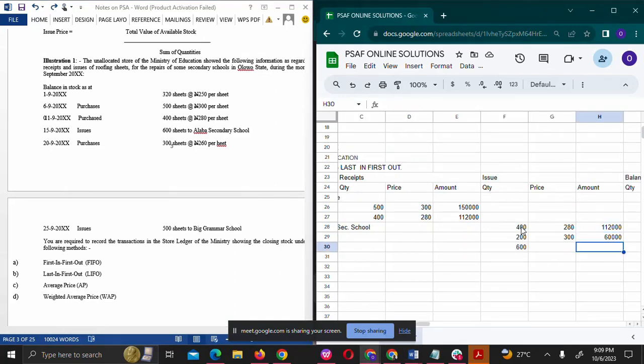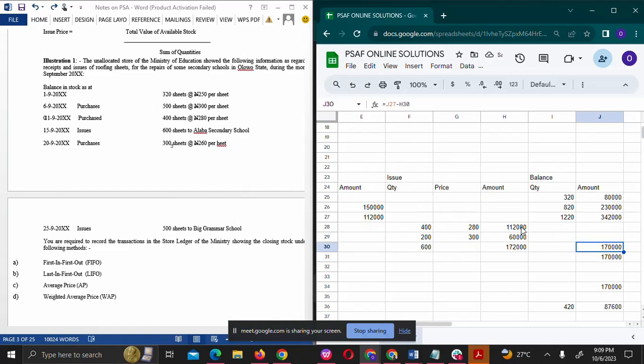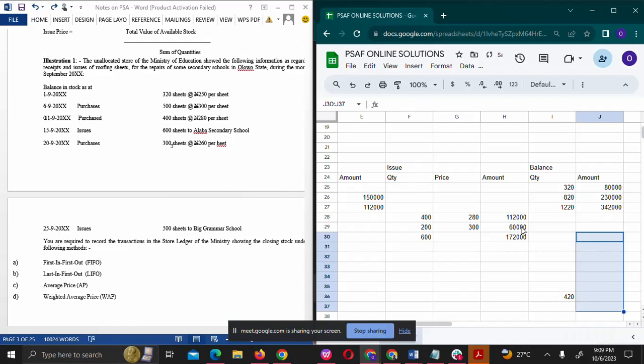Is it the last purchase price before the issue or after? Yes, the last purchase price before the issue. Do you get the gist? You are issuing at the last purchase price. Okay, you can go on. Yes. Yeah, so here I have this minus this, and here I have this minus this, right?